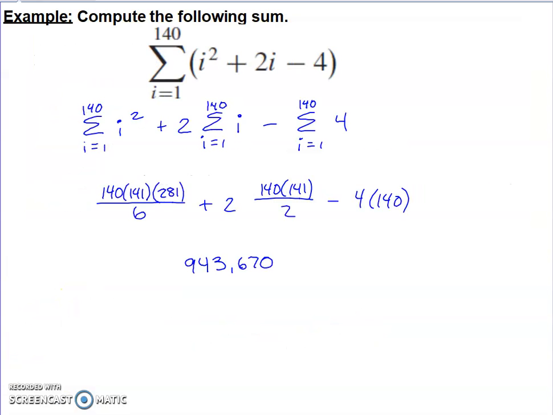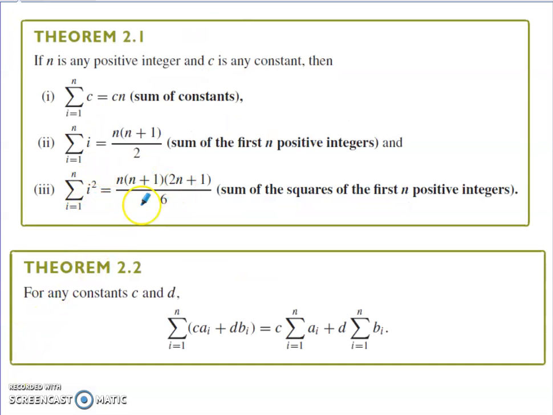So how do I go about doing that? Well, the sum from 1 up to 140 of i squared, this summation ends at 140, so I'm going to take n, 140, times n plus 1, 141, times 2n plus 1, 140 times 2 plus 1, divide by 6. That's a direct application of the formula that you see here. Next, I'm going to apply the one that you see in the middle.